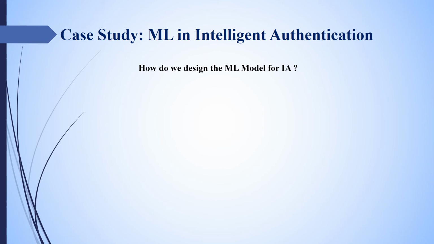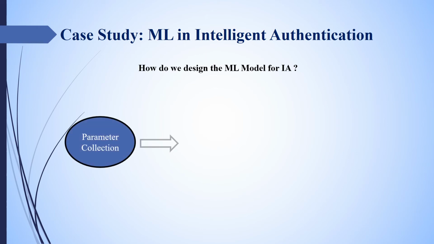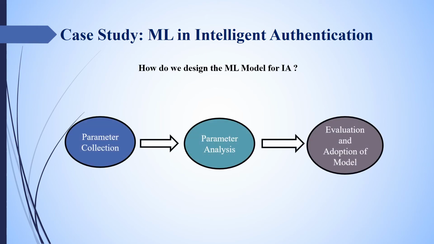Now this process can be used for any device, for any model in 5G intelligent authentication, but let us just discuss roughly how it is done. We have basically three processes ongoing: first, parameter collection, then parameter analysis, and its evaluation.